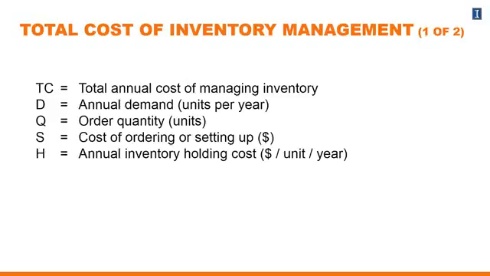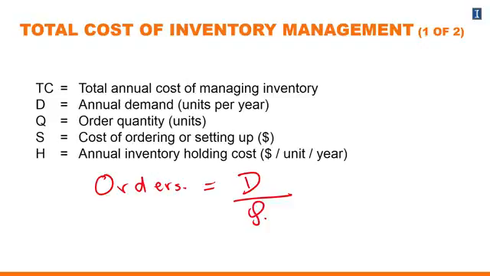So when you look at the total cost of managing inventory, it's going to be based on two components. One of them is the ordering cost. So what you need is the number of orders, right? You need the number of orders in a year, and the number of orders in a year is going to be determined by the annual demand divided by the quantity that you order every time you place an order. And that's going to give you your annual cost of ordering.